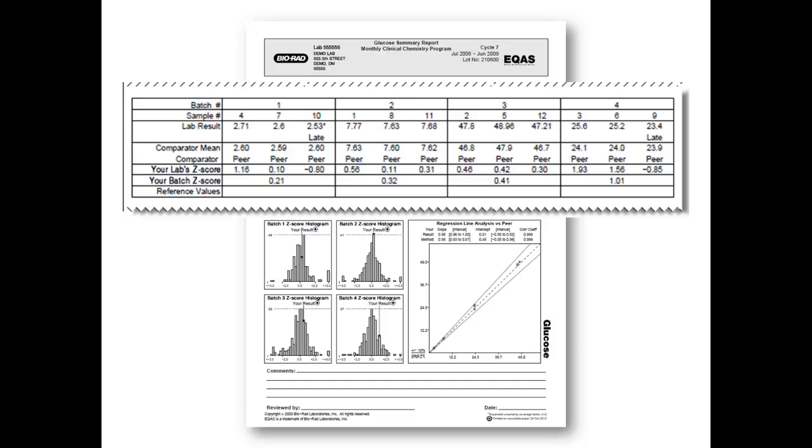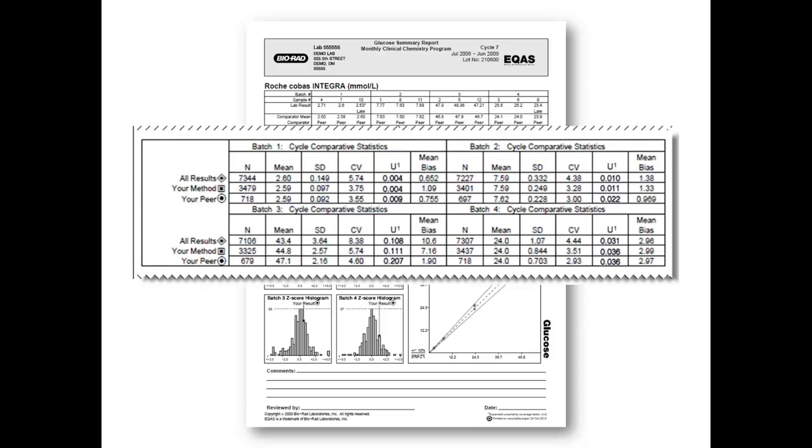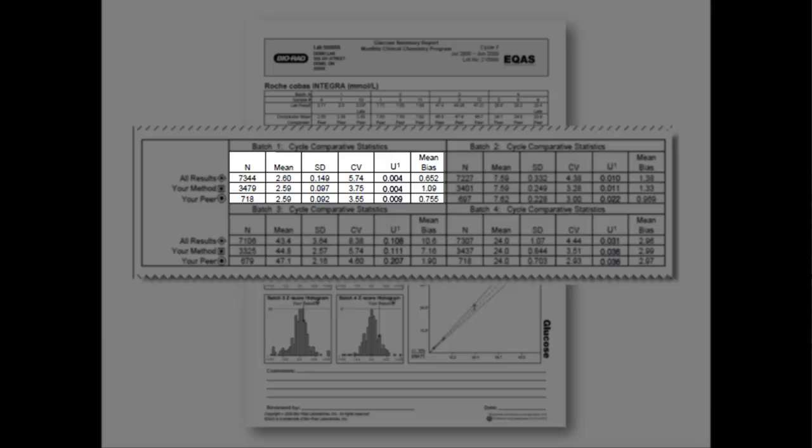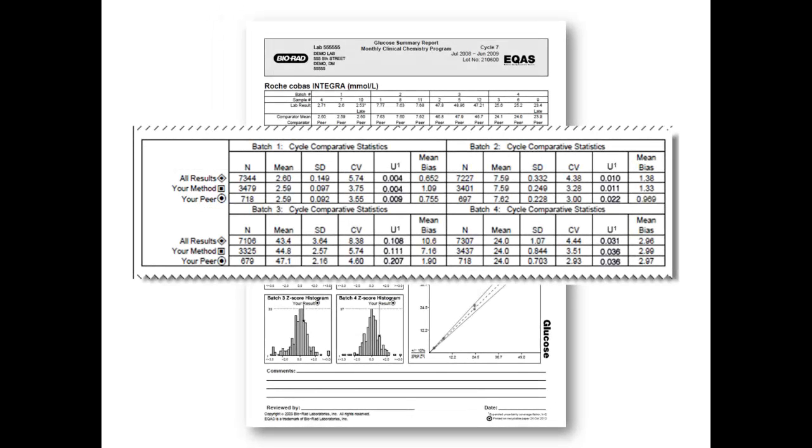It's possible that results that were previously within acceptable limits in the sample report are now flagged in the end-of-cycle report, or vice versa. Now let's take a look at the summary of the cycle's comparative statistics. This table provides the mean, SD, CV, uncertainty of the mean, and mean bias expressed as % for your peer, your method, all results, or mode. If all results has a multimodal distribution of data, results are separated into different modes.